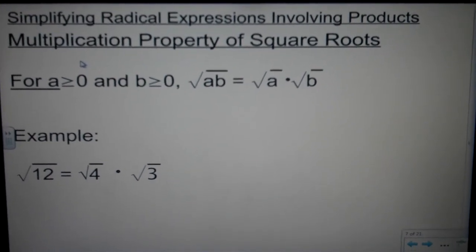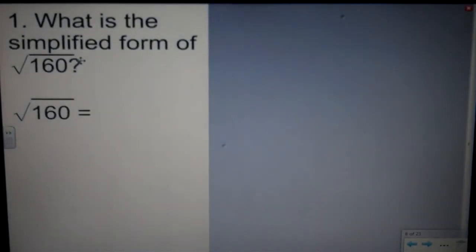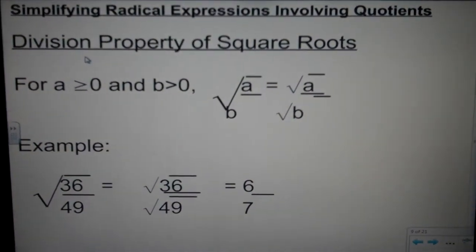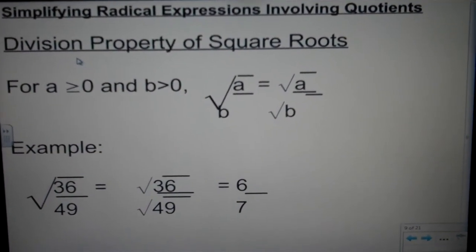Here's how we simplify. Alright, these are examples we'll do in class. Here's the division property of square roots.